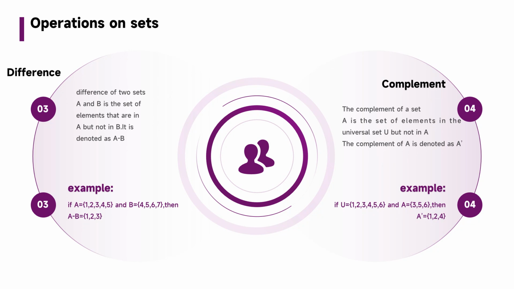And finally, the complement. The complement of set A is the set of elements in the universal set U but not in A. The complement of A is denoted like this. For example, if U contains 1, 2, 3, 4, 5, 6 and A contains 3, 5, 6, then the complement of A contains 1, 2, 4.